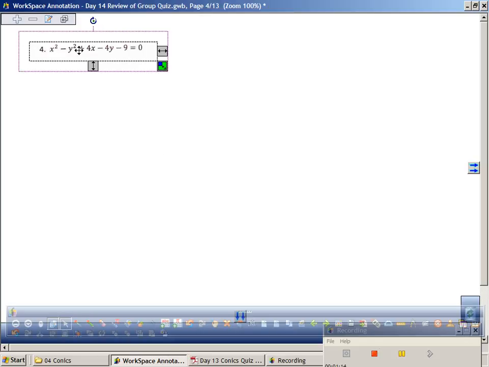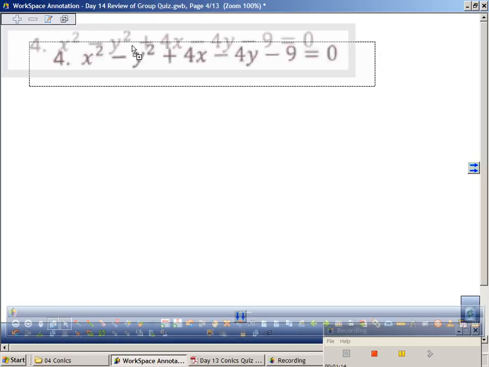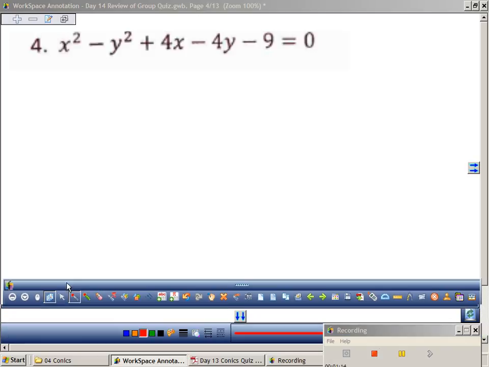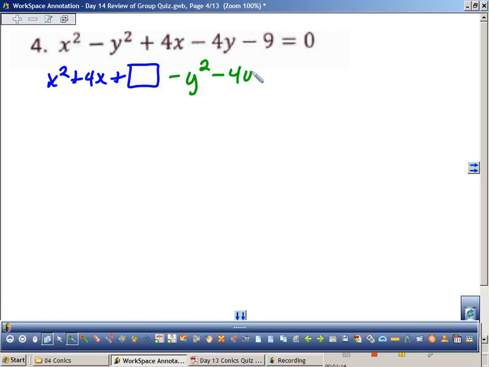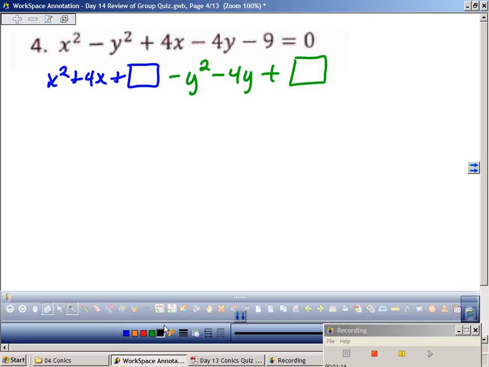Number 4. Can the talking stop, please? Alright, so I have x squared plus 4x, plus we're going to add something. A negative y squared, a negative 4y, plus we're going to add something. And then I'm going to put the negative 9 on the other side as positive 9.